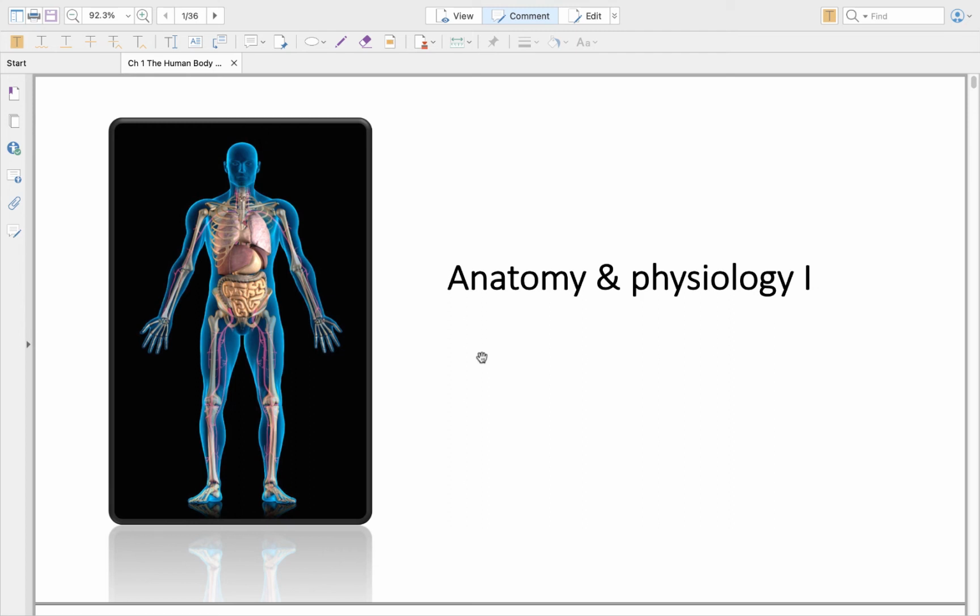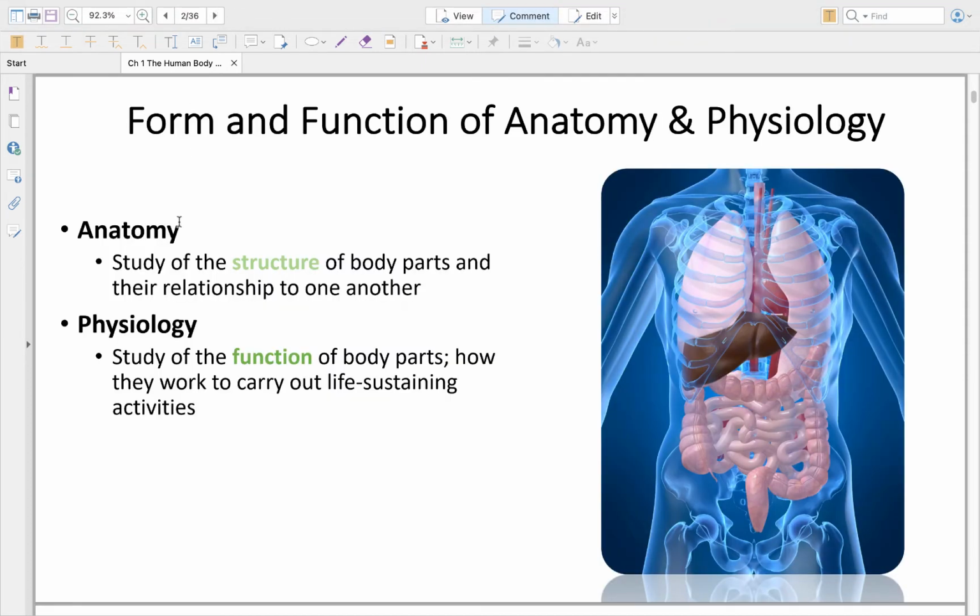Okay, welcome to Anatomy Physio 1, Chapter 1. So we're going to dive right into this material. Chapter 1, of course, is an intro chapter, and so we're going to do a lot of definitions here, and then obviously throughout the class we will progress into more complex material. But let's go ahead and get started.